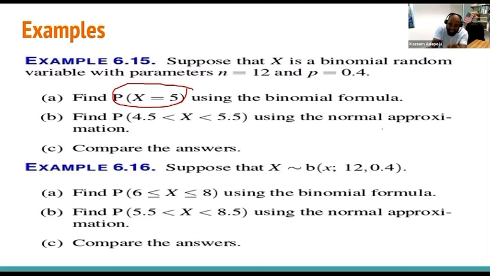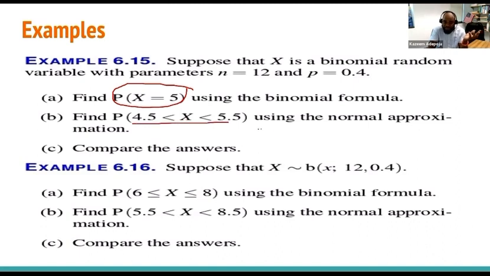I can actually achieve that with the normal approximation. You know what I'm going to do, right? What I'm basically going to do here is standardize. If I want to answer this question, I need to standardize.